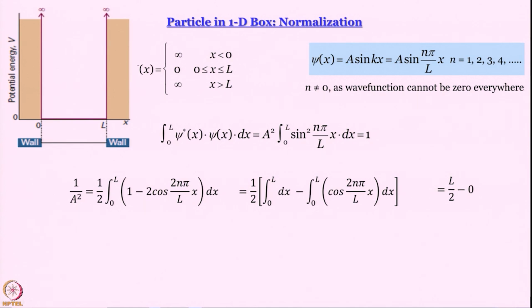The first term is very simple, you are integrating between 0 to L, integrating dx, you get L, and you have a half outside, so you get L by 2. So 1 by A square turns out to be L by 2. So A turns out to be root over 2 by L, psi of x is root over 2 by L sin n pi x by L. We have found an expression for the wave function of particle in a 1D box completely. This is a normalized wave function.